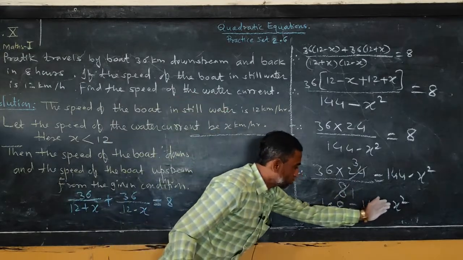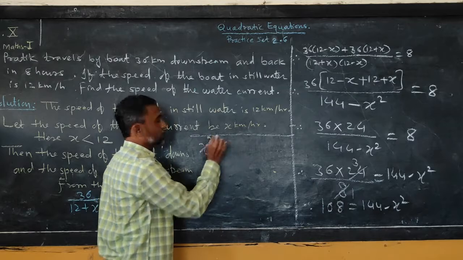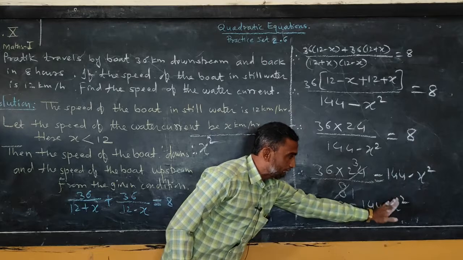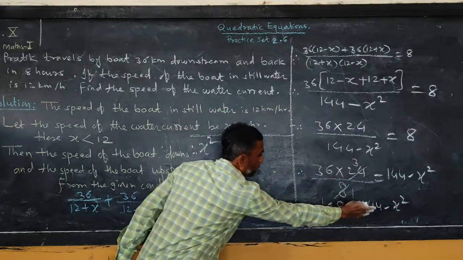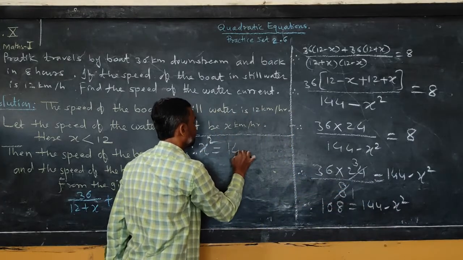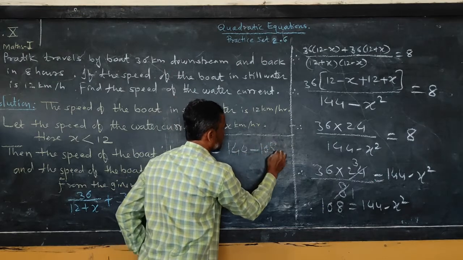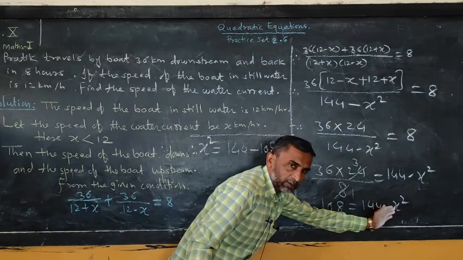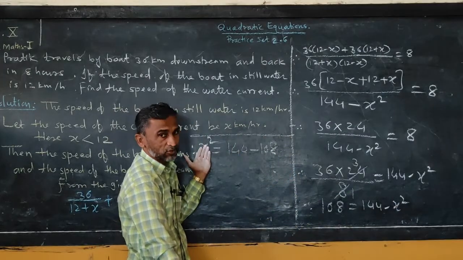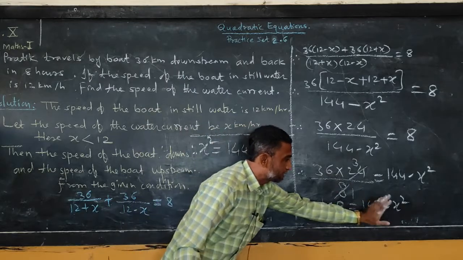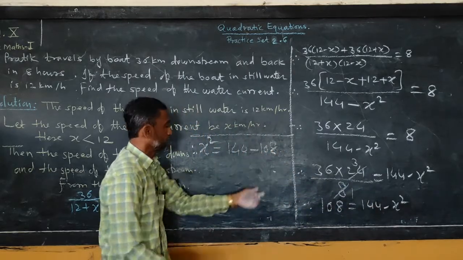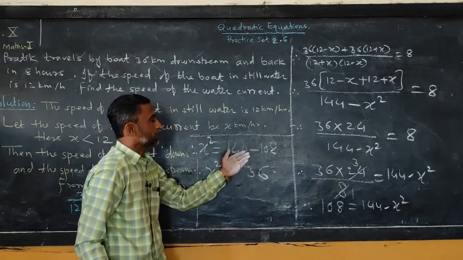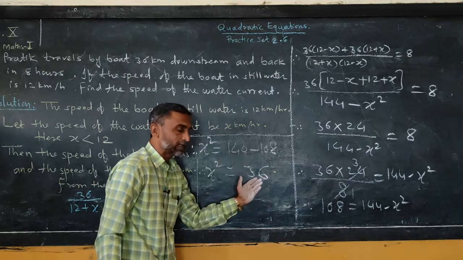Now take minus x square to the left hand side; it will become plus x square. Take 108 to the right hand side; it will become minus 108, so 144 minus 108. Therefore x square is equal to 36. Subtract 108 from 144, you will get 36.